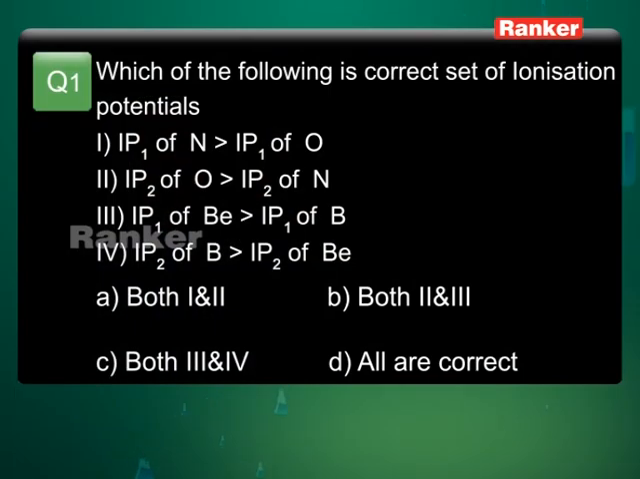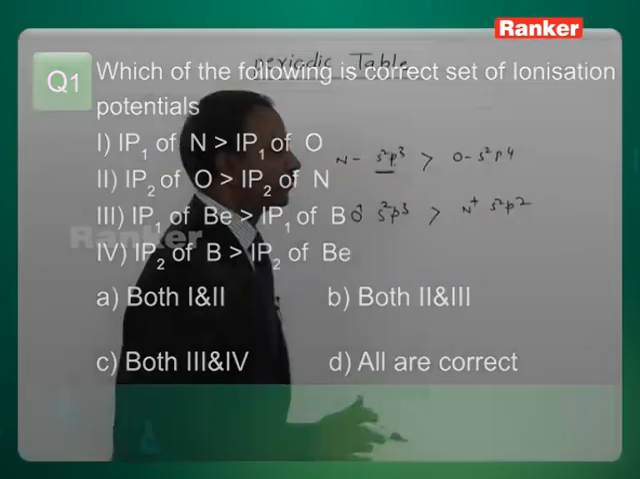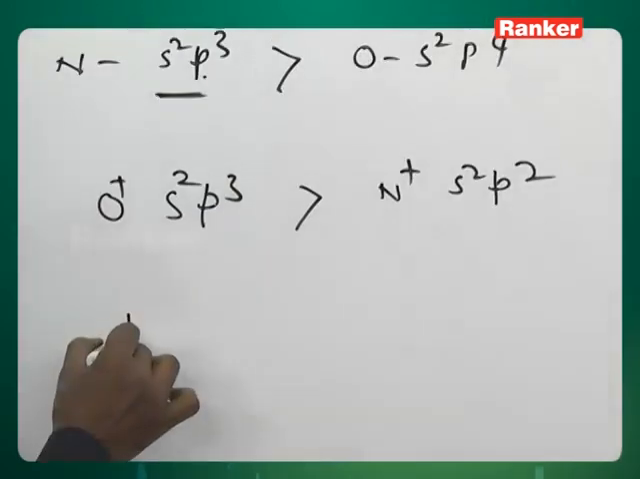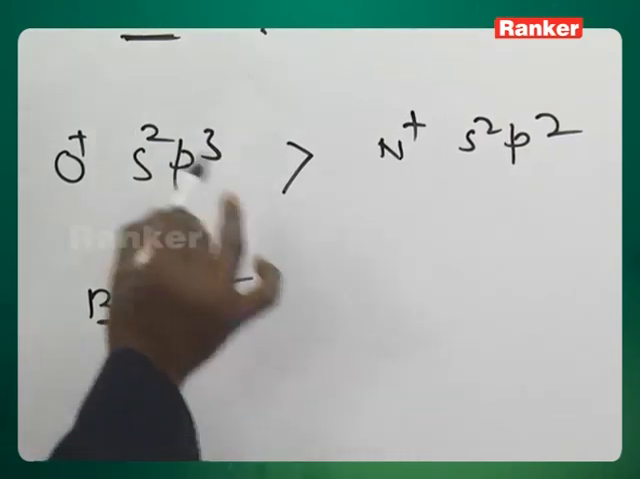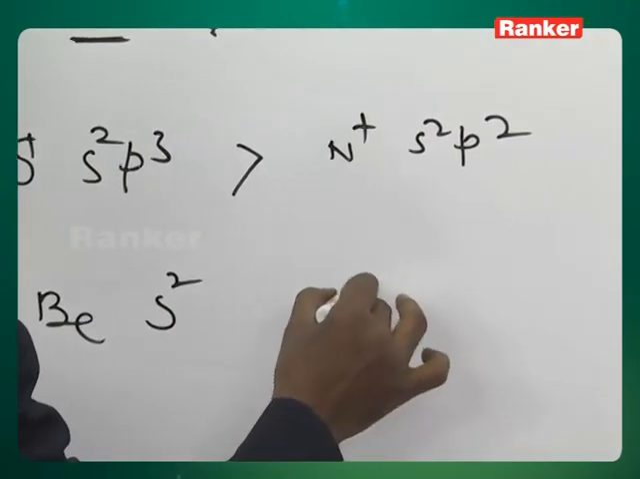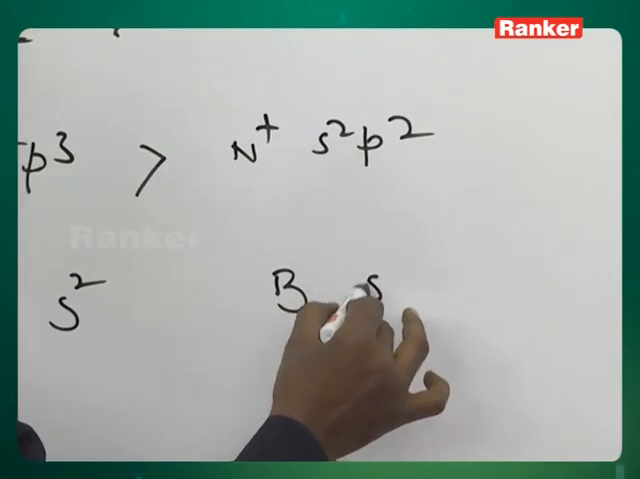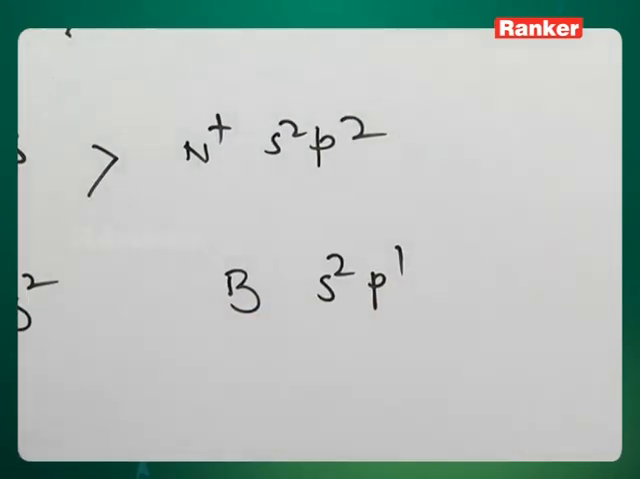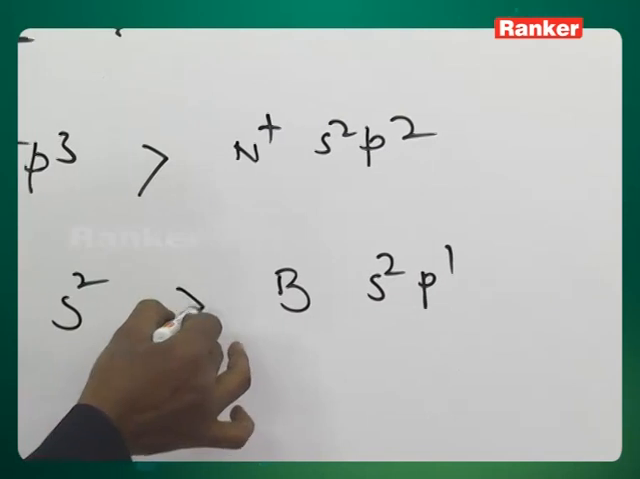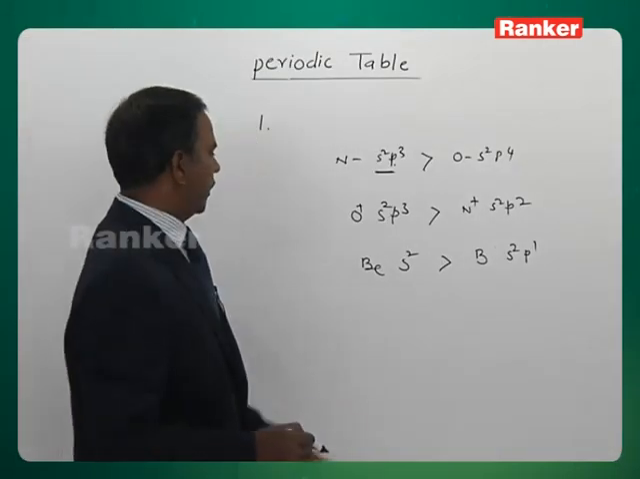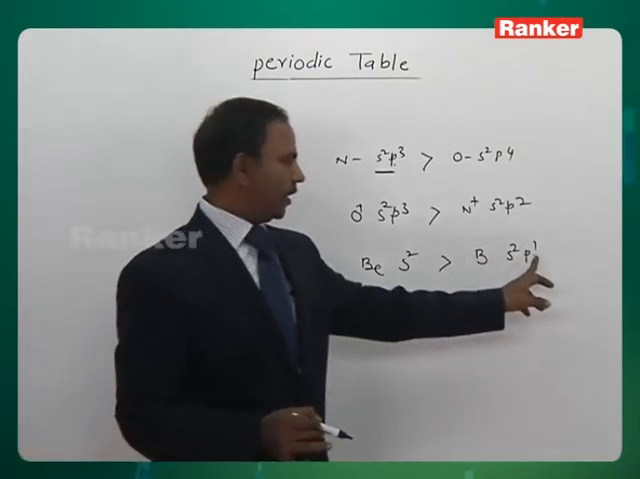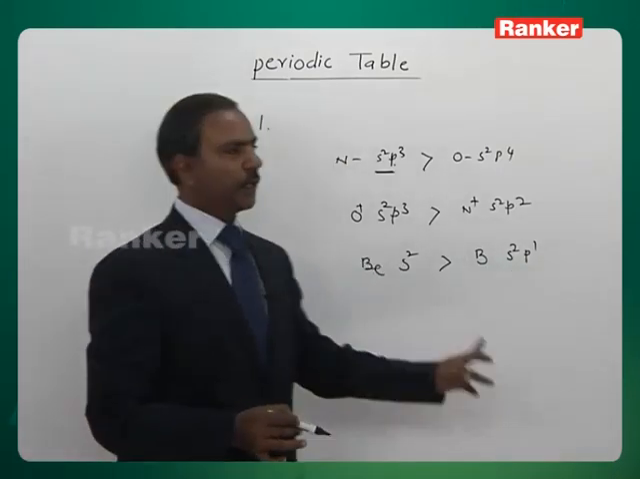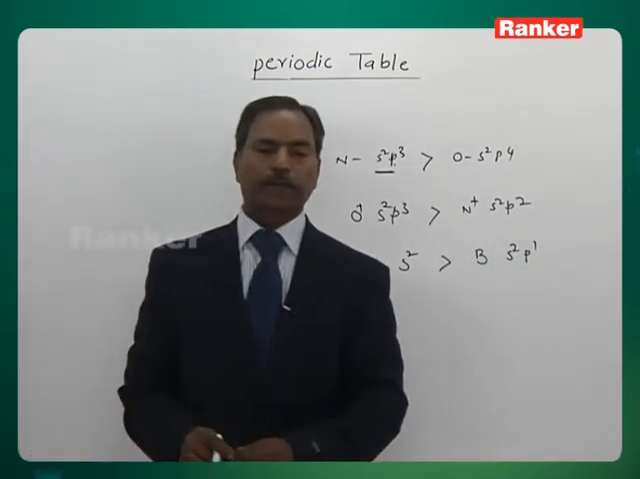See option 3, IP1 of beryllium is more than IP1 of boron. Now beryllium, the electronic configuration of beryllium is s2. But for boron, this is s2p1. Then it is actually more than boron. Yes, we agree. The removal of an electron from s2 is difficult, but we can easily remove the electron from p1.